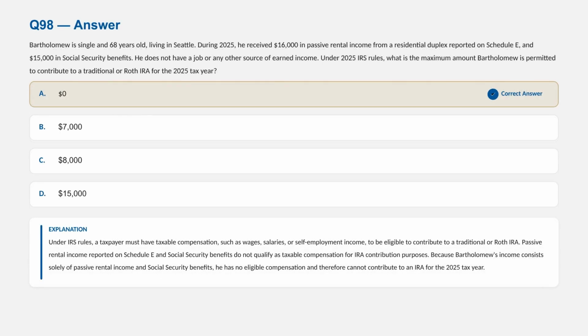The correct answer is A, $0. Under IRS rules, a taxpayer must have taxable compensation, such as wages, salaries, or self-employment income, to be eligible to contribute to a traditional or Roth IRA. Passive rental income reported on Schedule E and Social Security benefits do not qualify as taxable compensation for IRA contribution purposes. Because Bartholomew's income consists solely of passive rental income and Social Security benefits, he has no eligible compensation and therefore cannot contribute to an IRA for the 2025 tax year. Great. Now let's move to our next question.